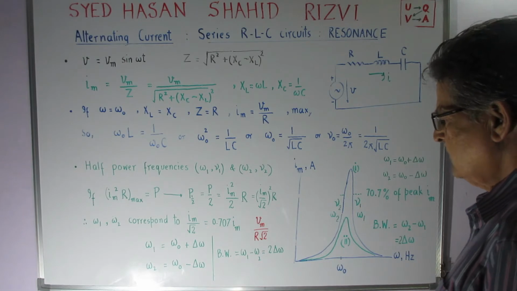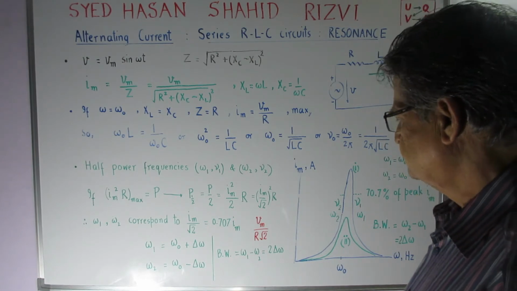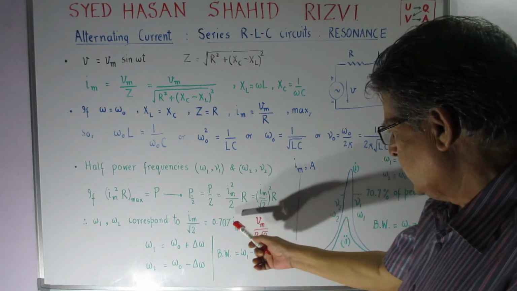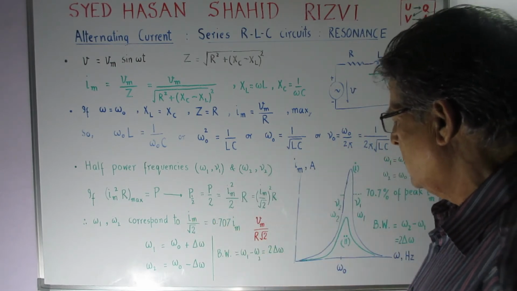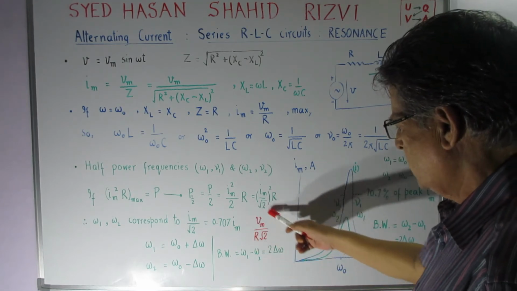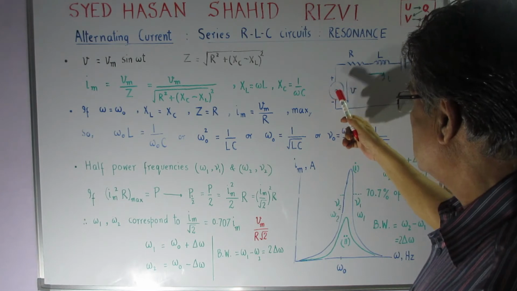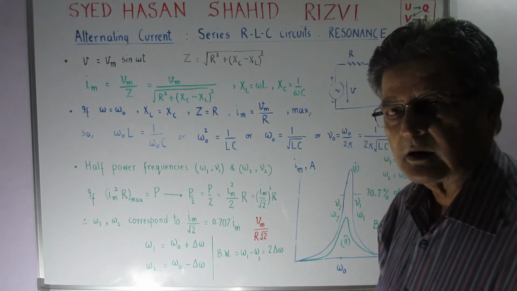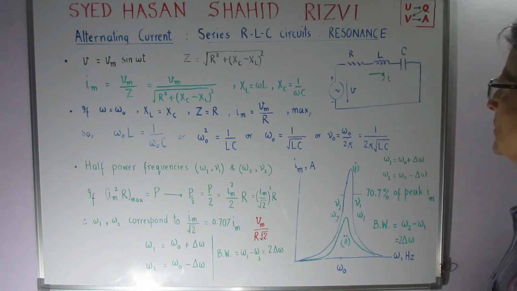And we'll see in due course of time that also I can write this as equal to Vm upon R root 2. Just divide by R and we'll get Vm upon R root 2. But Vm for a given value here is a constant, it is already defined. So look here.